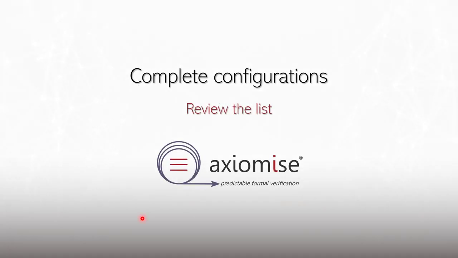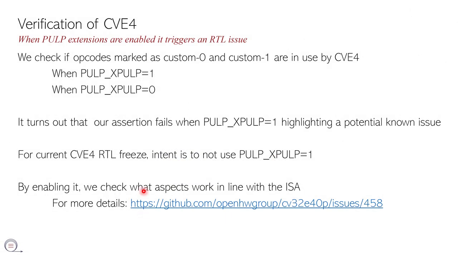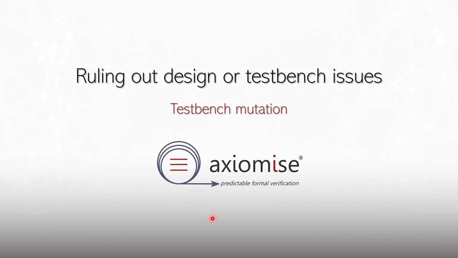So for example, when we actually reviewed the configurations, we found that opcodes marked as custom 0 and custom 1 are in use by CVE for when PULP extensions are enabled. We reported this to the designer. The designer asked us to check what happens if there's a configuration when X PULP is 0. And we said, well, these same properties are proven. So it turned out that what we were raising was already something that was under discussion. So you can follow the chatter on this ticket. But what I'm trying to say is just playing with configurations alone highlights interesting RTL issues and so on. So ruling out that there are no design or test bench issues.